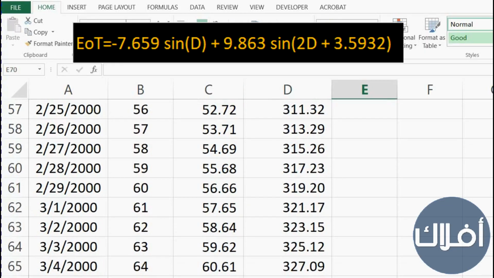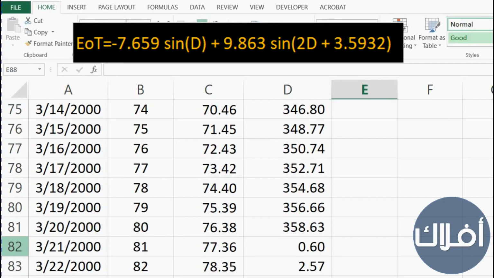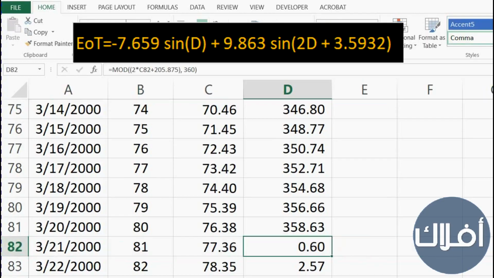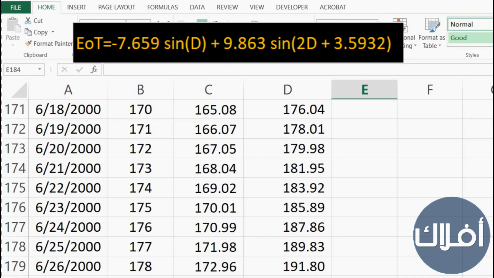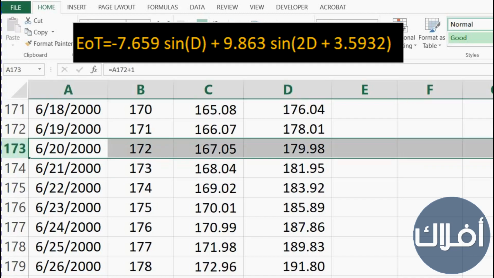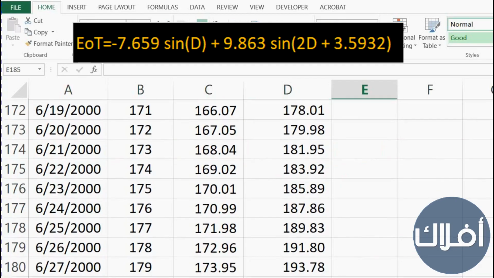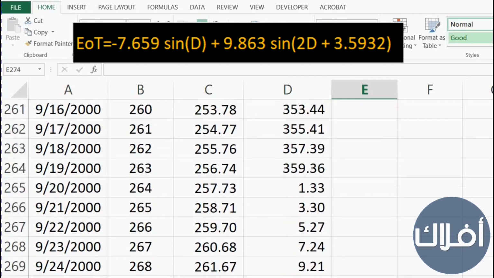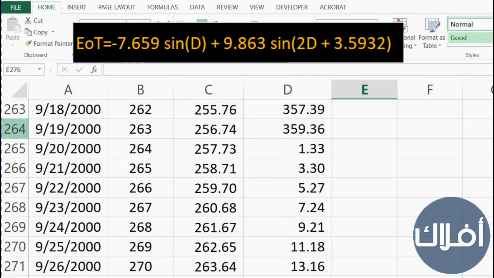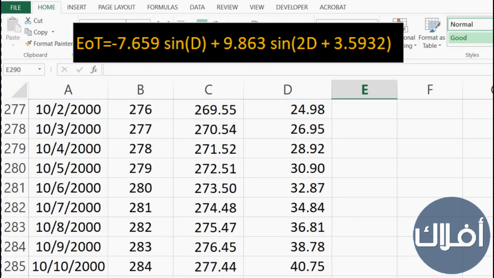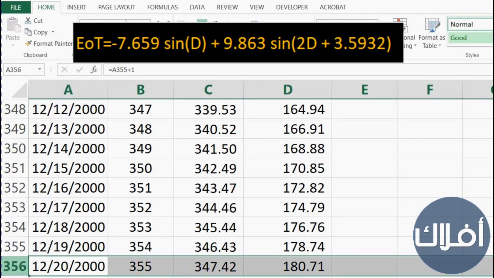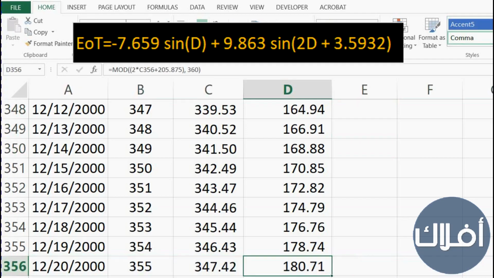While the second term, 2d plus 3.5932, we see that it increases until it reaches 360 or 0 between 20th and 21st of March, the vernal equinox. It starts increasing until it reaches 180 on 20th of June, which is the summer solstice. It continues to increase until it reaches 360 or 0 on 20th of September, which is the autumn equinox. And it increases again until it reaches 180 on 20th of December, which is the winter solstice. And this is the effect of the inclination of the Earth axis.